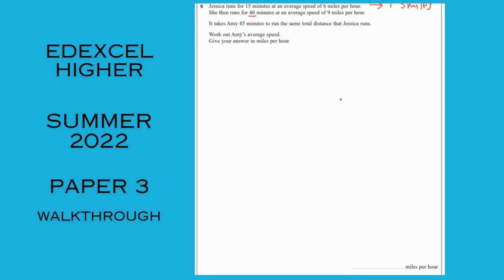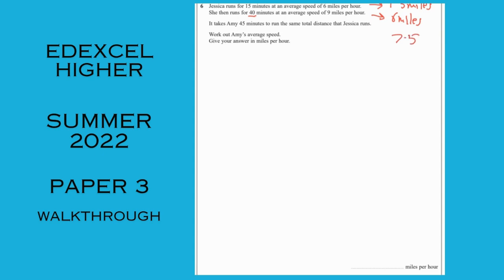She then runs 40 minutes. Now 40 minutes is 2/3 of an hour. So 9 miles an hour, 1/3 would be 3, 2/3 will be 6. What am I saying? 2/3 of 9 is 6. So as you can see, she's going to be covering a total of 7.5 miles.